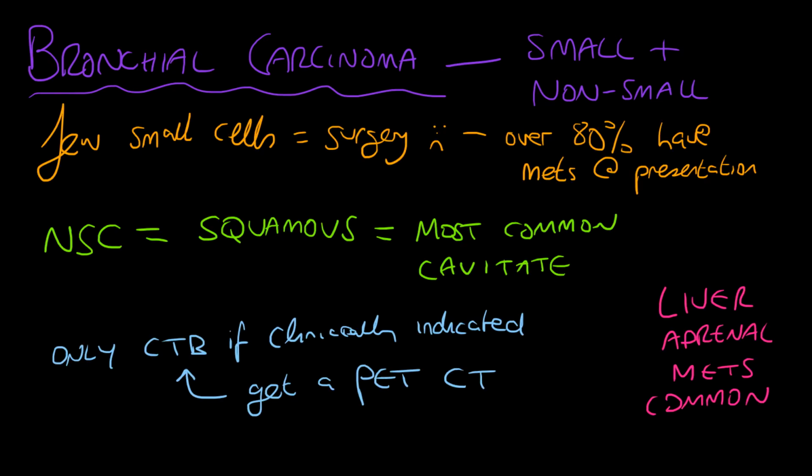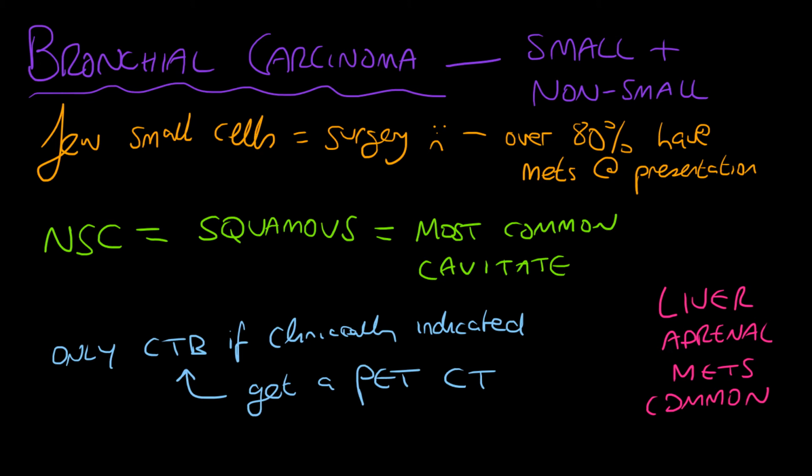Let's look at bronchial carcinomas in a bit more detail. These can be divided into small and non-small cell carcinomas. Very few small cell carcinomas within the bronchial tree can indicate surgery, unfortunately, and that's because over 80% of these patients have metastases at presentation. With non-small cell bronchial carcinomas, most of the pathology is squamous, and these are the most common, and they cavitate, they form cavities, as we've already said in our previous slide.